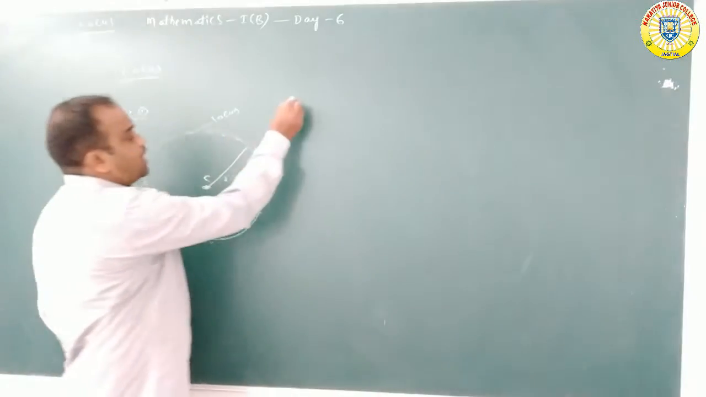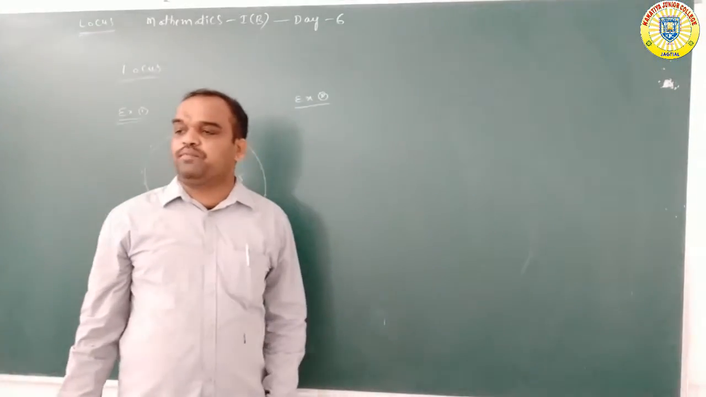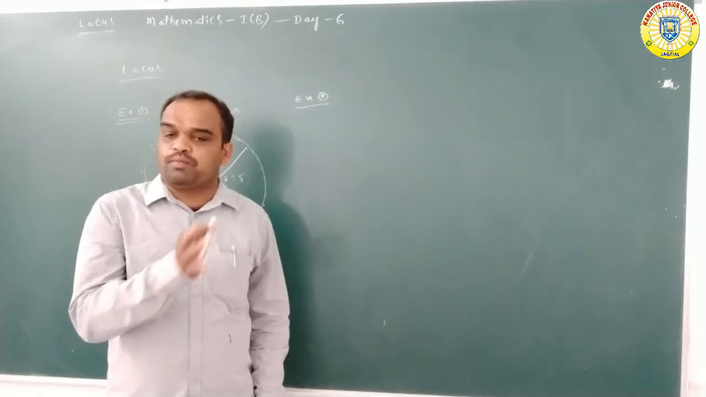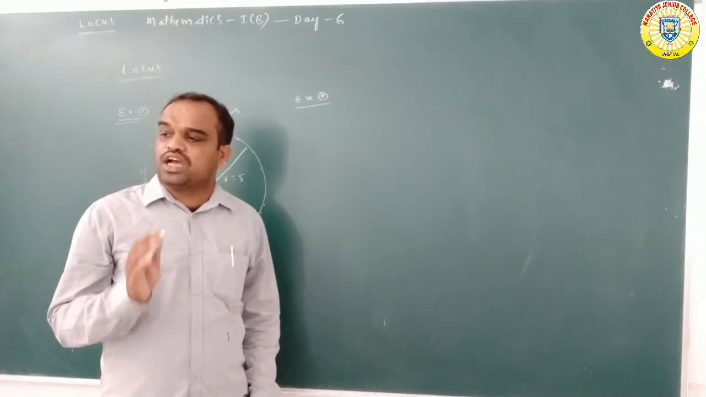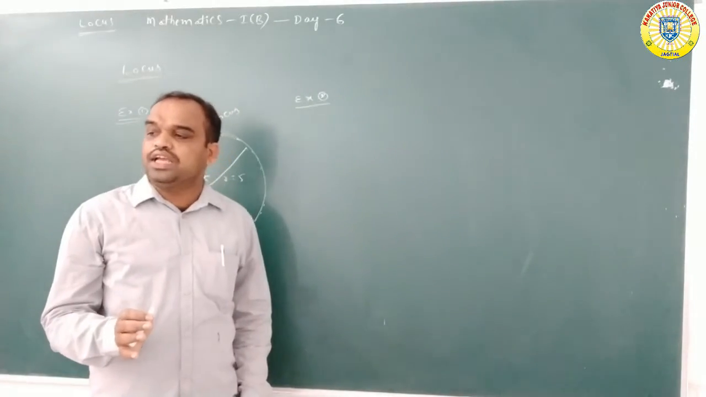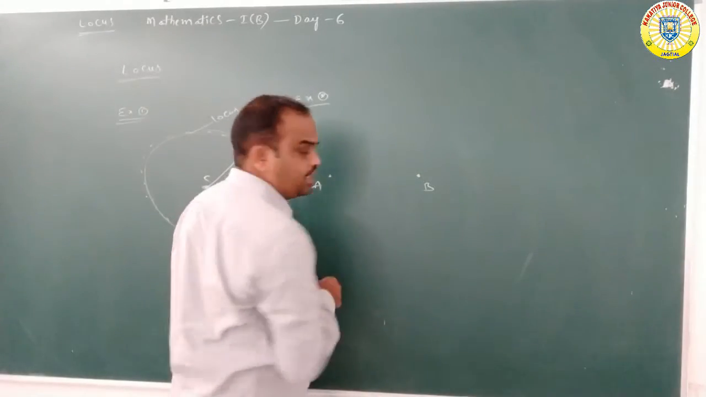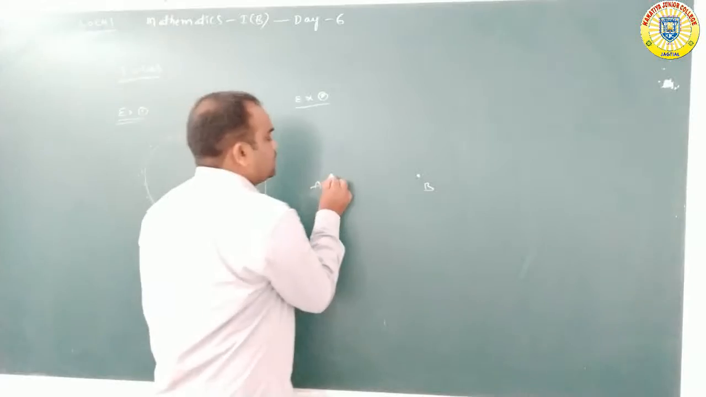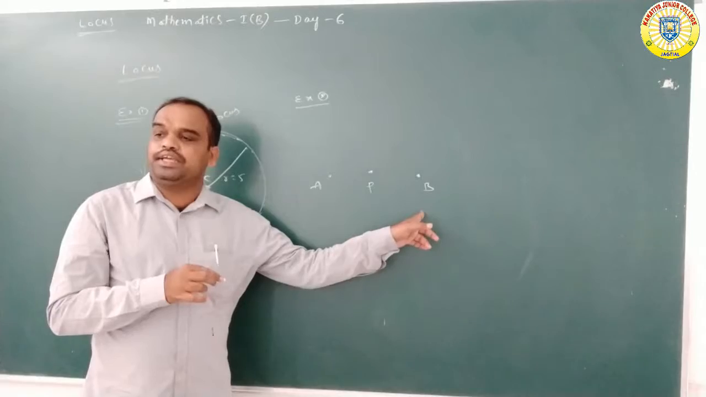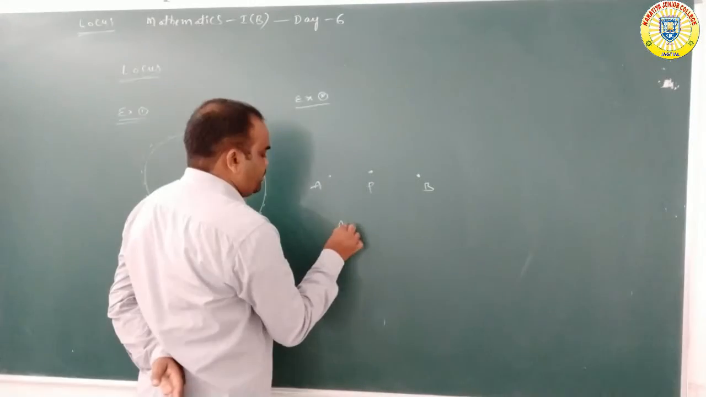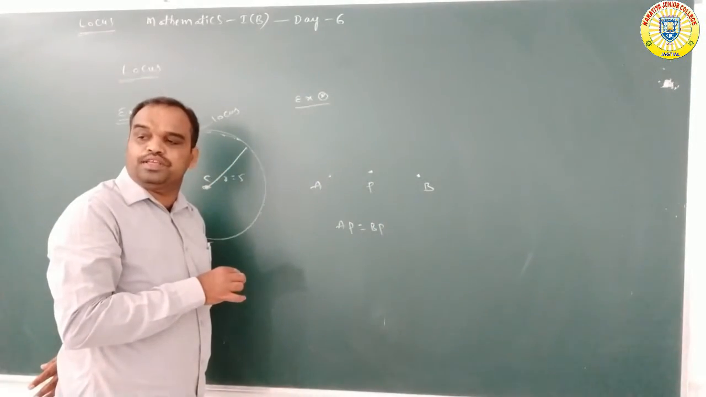As in the last class, we take example 2: find the locus of the points which are at equal distance from both A and B. Here this is A and this is B. Suppose P is the midpoint of the line joining A and B. Which condition is satisfied? AP is equal to BP.